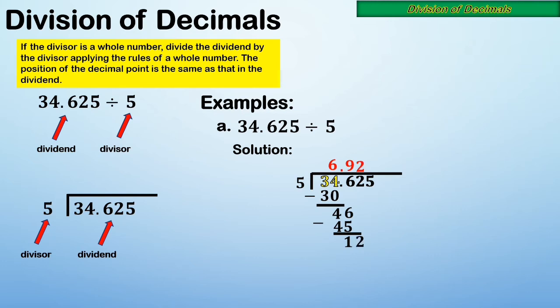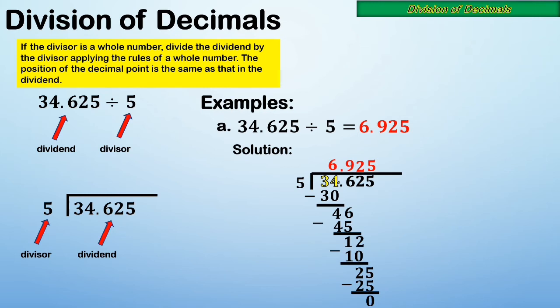Bring down 2. 12 divided by 5, you have 2. Then, 2 times 5 is 10. Subtract. You will have 2. Bring down 5. 25 divided by 5 is 5. Then, 5 times 5 is 25. Subtract, you will have here 0. Therefore, 34.625 divided by 5, the answer is 6.925. Okay, that is how to divide decimals.